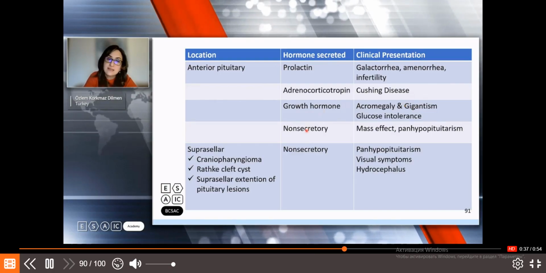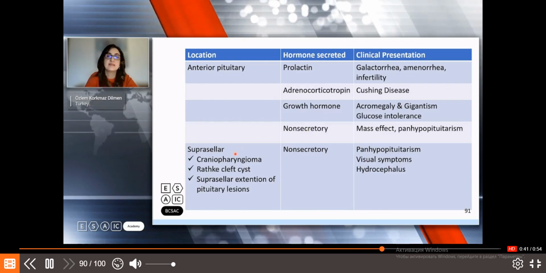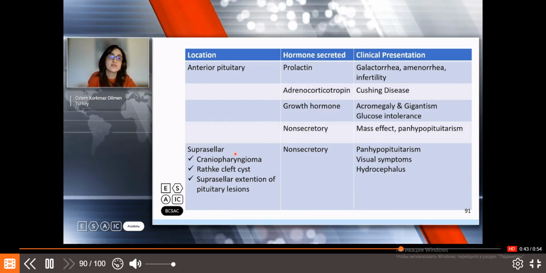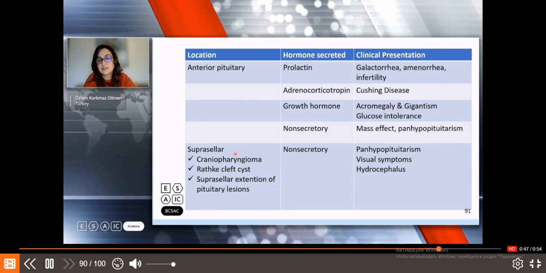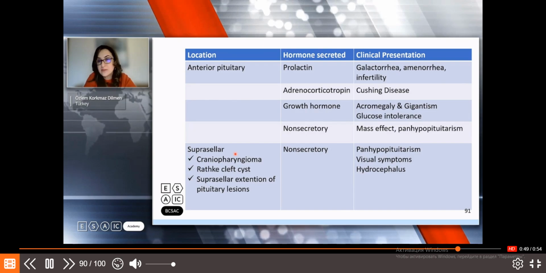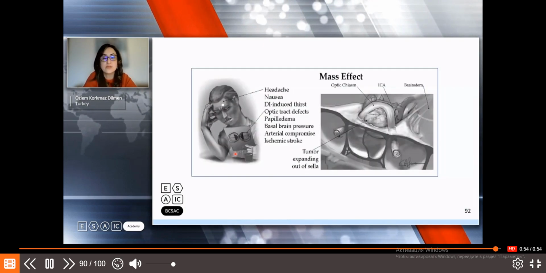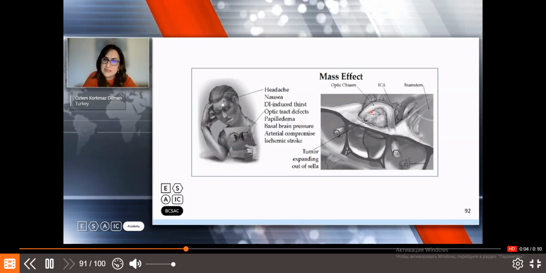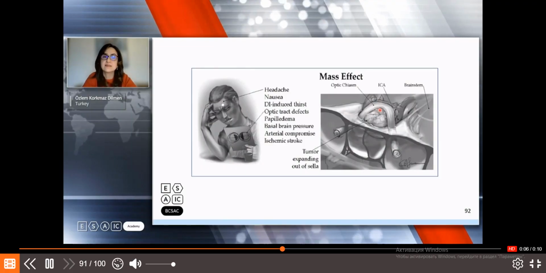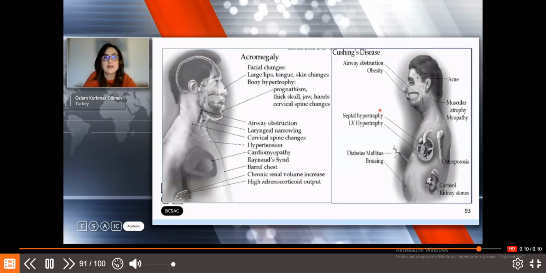If there are non-secretory tumors, and if there are some suprasellar tumors such as craniopharyngioma or Rathke's cleft cyst, they involve the pituitary gland and may cause mass effect, panhypopituitarism, and visual symptoms. The mass effects are optic tract effects, headache, nausea, diabetes insipidus, papilledema, and ischemia.